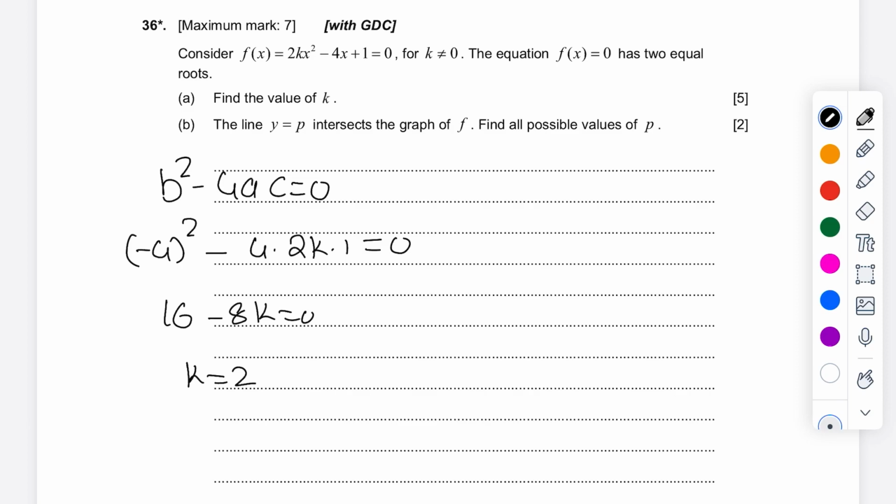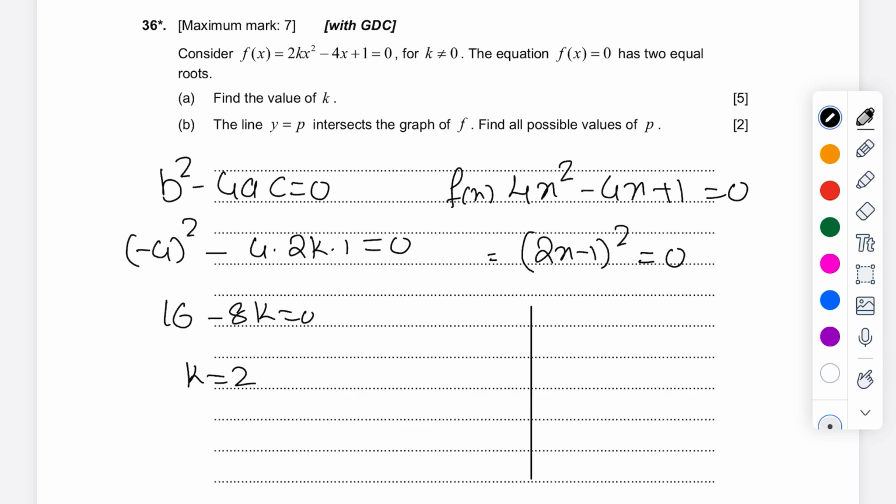Y equals to p intersects the curve. So what is the curve? First of all, k equals to 2 means 4x square minus 4x plus 1. Then it becomes nothing but what? 2x minus 1 whole square equals to 0. This is going to be the equation of the curve. Now what is 2x minus 1 whole square equals to 0? X equals to 1 upon 2. Basically, it will have x equals to 1 upon 2 over here.